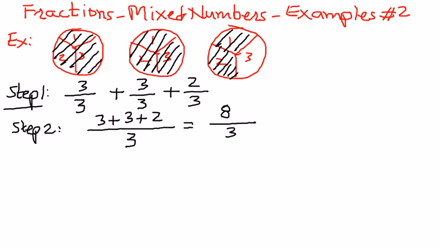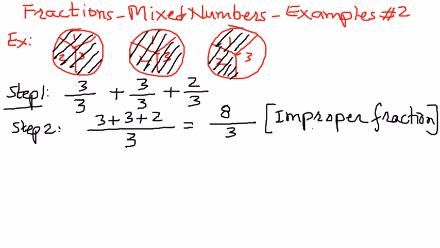When the numerator is larger than the denominator, we call these types of fractions improper fractions. These are improper fractions. This is an improper fraction. Since the numerator is larger than the denominator, we call that an improper fraction. Now, as step number 3, we can represent an improper fraction as a mixed number. So we have 8 over 3, an improper fraction, and we want to represent this as a mixed number.